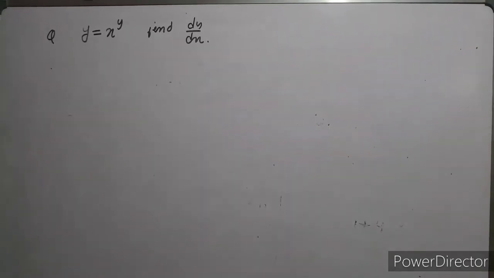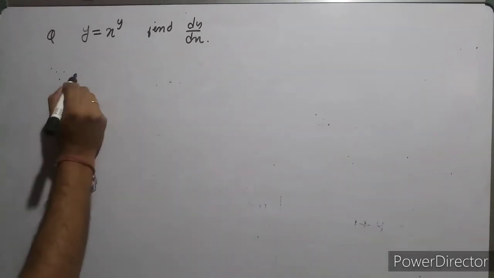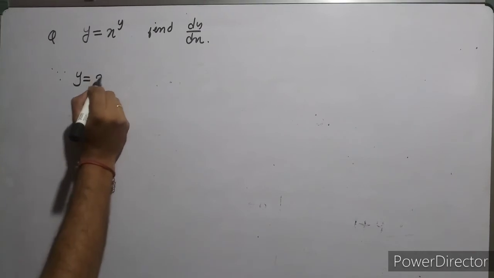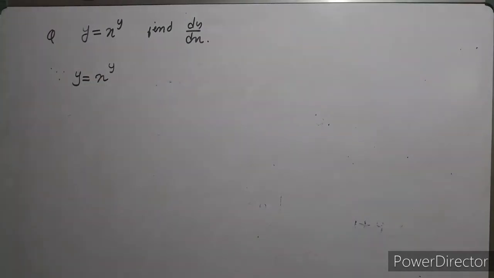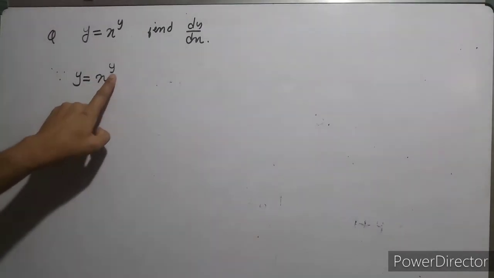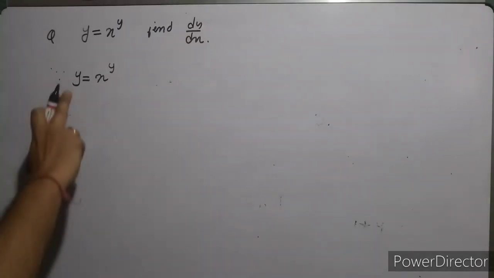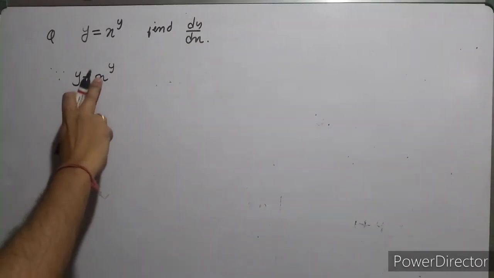Now this question is a little different. This has y and x variables. So in the previous video I did this kind of questions, variable to the power variable. Now this is dy by dx. Now how to differentiate x to the power y?